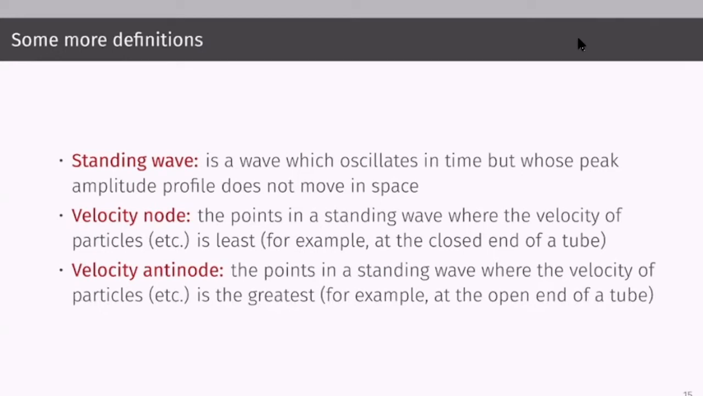A velocity antinode is sort of the opposite of that. Not only is it sort of the opposite of that, it is exactly the opposite of that. So it's where, in the standing wave, the velocity of the particles is greatest. So for example, for the first resonance, for a wave at that frequency, your lips are going to be a velocity antinode, because the particles are free to move. There's nothing to stop them.